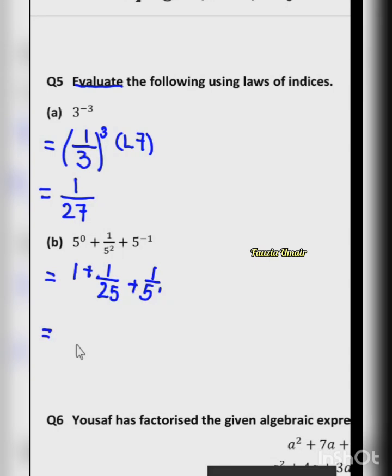Ma'am, can I tell? Yes, yes. Ma'am, we will put 1 in the denominator of the first one. All right. So now what should I do? Ma'am, now make the denominators the same.